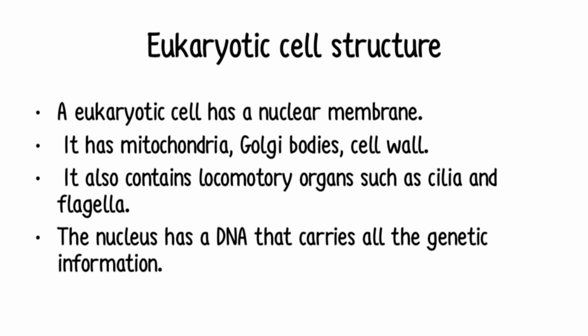Sixth question, eukaryotic animal cell structure. A eukaryotic cell has a nuclear membrane. It has mitochondria, Golgi bodies, cell wall. It also contains locomotory organs such as cilia and flagella. The nucleus has DNA that carries all the genetic information.